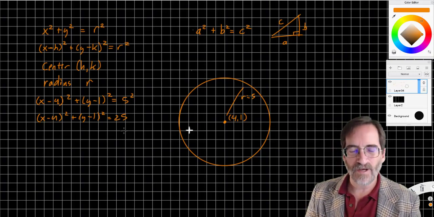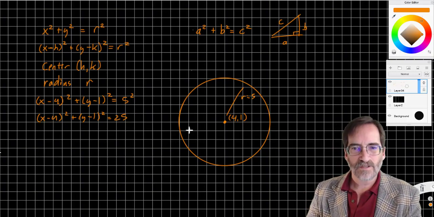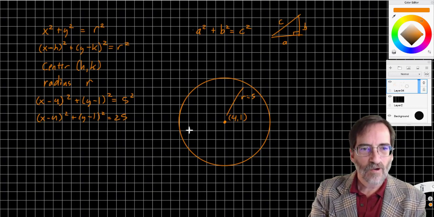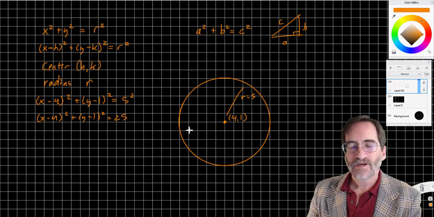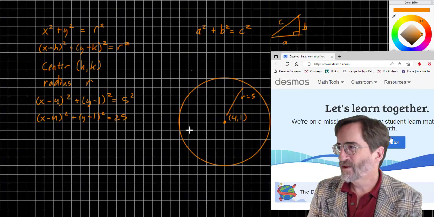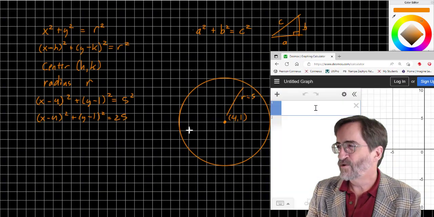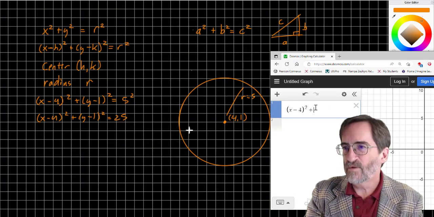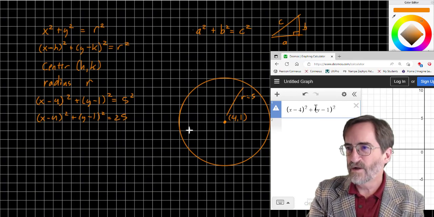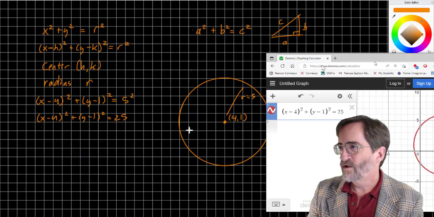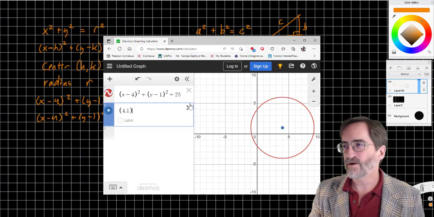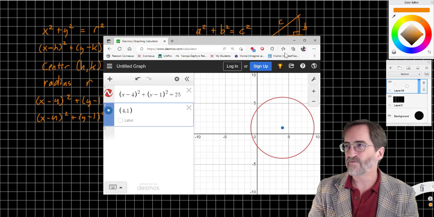Let's verify that in Desmos. Did I close Desmos? Apparently I closed Desmos. Got to open a new copy of Desmos. All right. So here we go. We're going to graph x minus 4 squared plus y minus 1 squared equals 25 and see if that makes it. And I'm going to graph the point (4, 1). And there it is. There's the circle, center (4, 1) and a radius of 5.